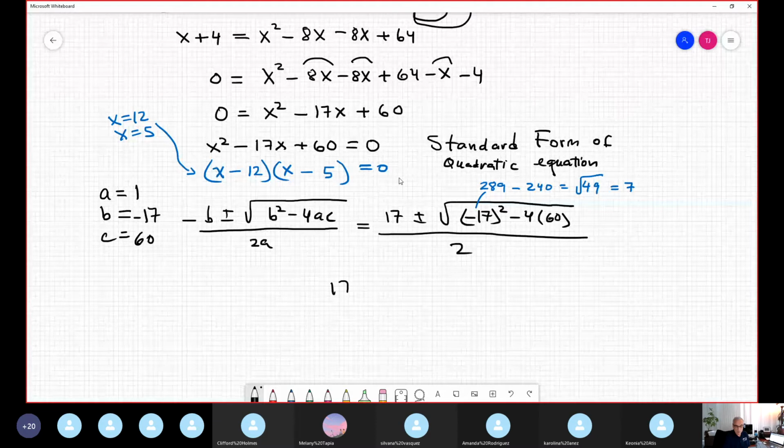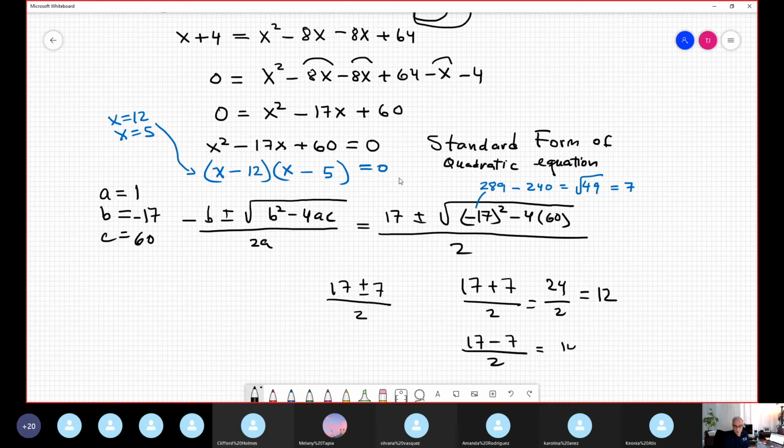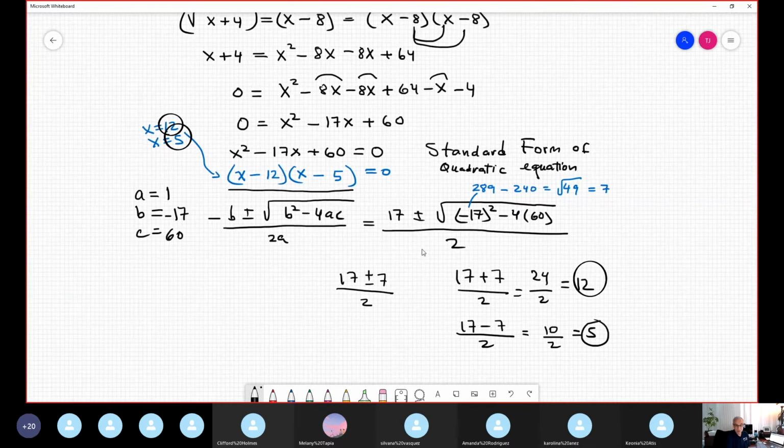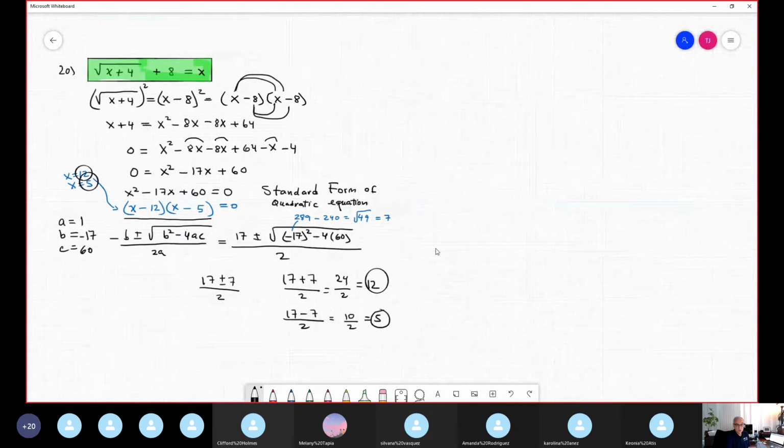So 17 plus or minus 7 over 2. 17 plus 7 over 2. 17 minus 7 over 2. This is 24 over 2 is 12, and 10 over 2 is 5. Wow, we get exactly the same answer. Look. So you see the combination of the factorization you are doing in 1 second. The quadratic formula is, you know, good. It's a reliable method, but it's too long. Okay, now the checking part.